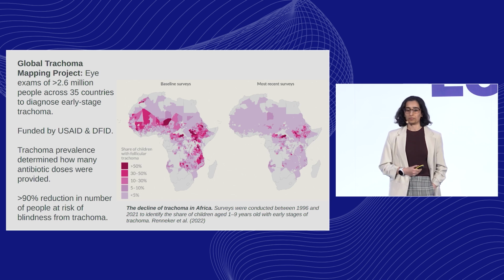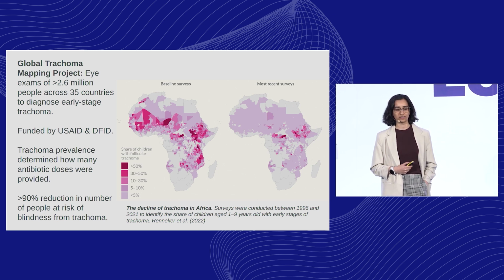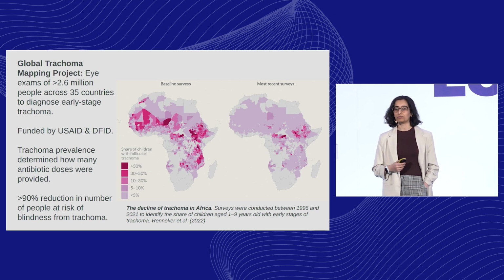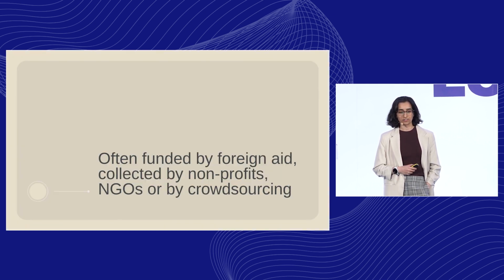After the program, the second map shows the most recent surveys. You can see a very large decline in the prevalence of trachoma. There's more than a 90% reduction in the number of people at risk of blindness from the disease. So this was a very ambitious and successful project. And projects like this to collect data and map the world are often funded by foreign aid, or the data is collected by nonprofits, NGOs, or sometimes by crowdsourcing, like with OpenStreetMap, which you might have heard of.